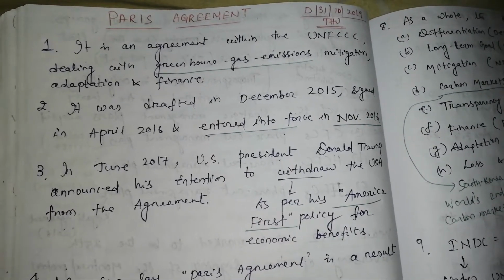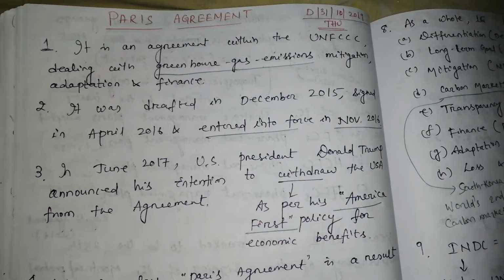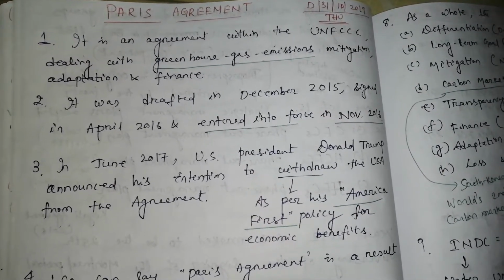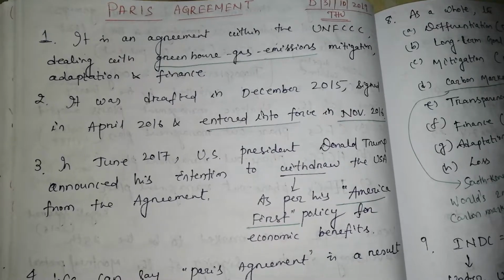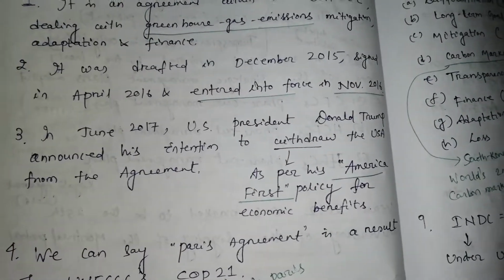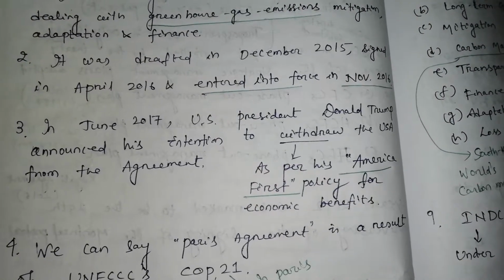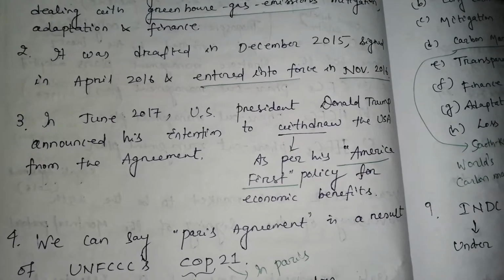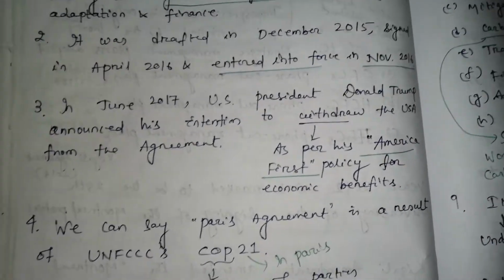Point number 1. It is an agreement within the UNFCCC dealing with greenhouse gas emissions, mitigation, adaptation, and finance. Point number 2. It was drafted in December 2015, signed in April 2016, and entered into force in November 2016.